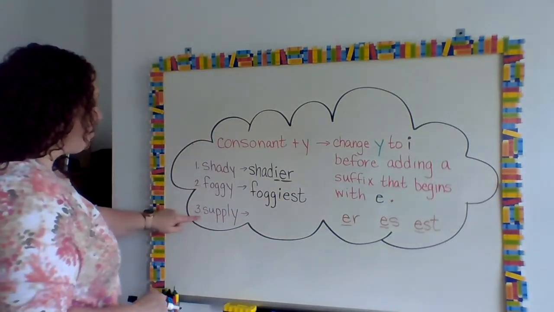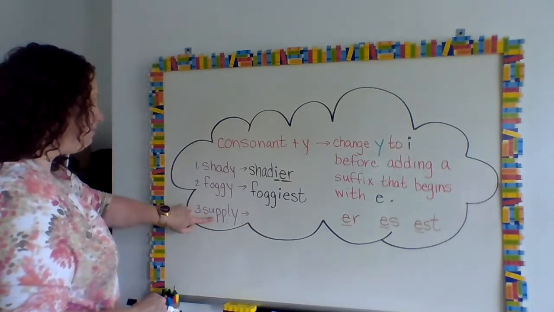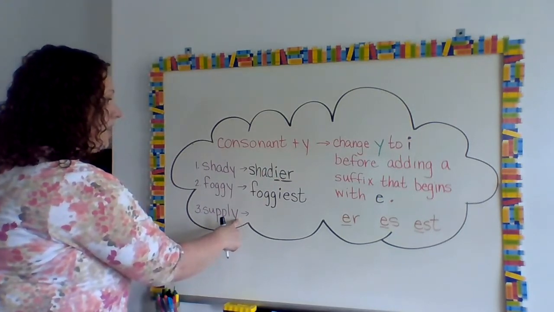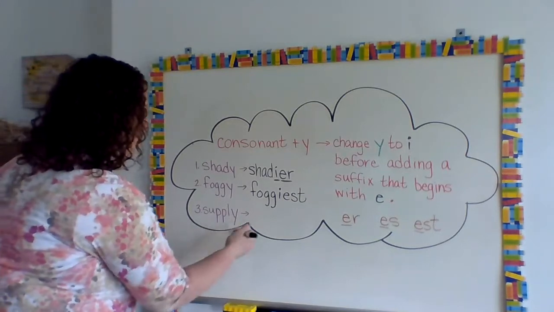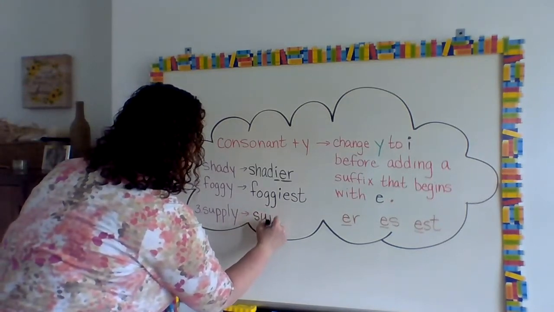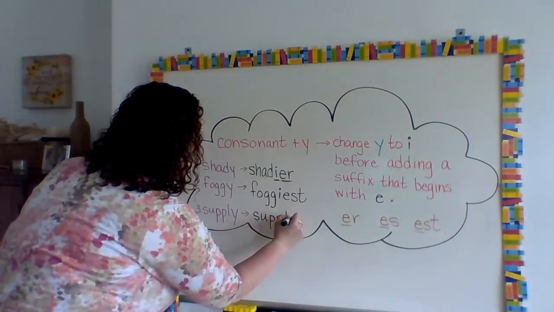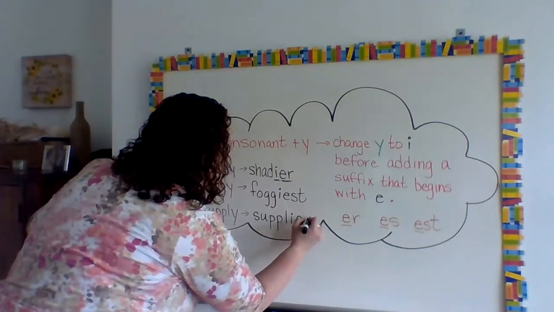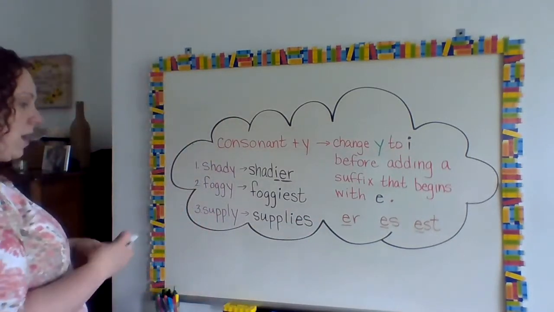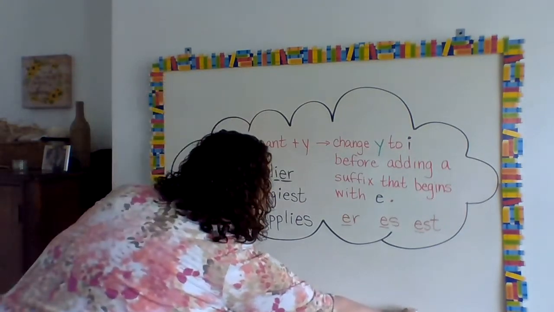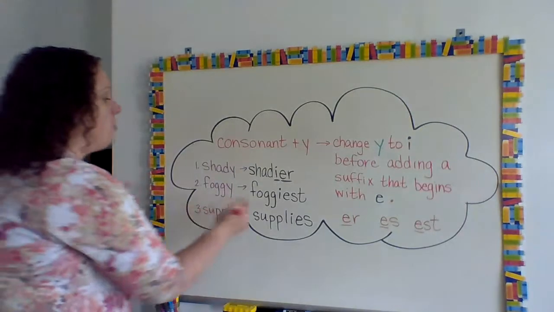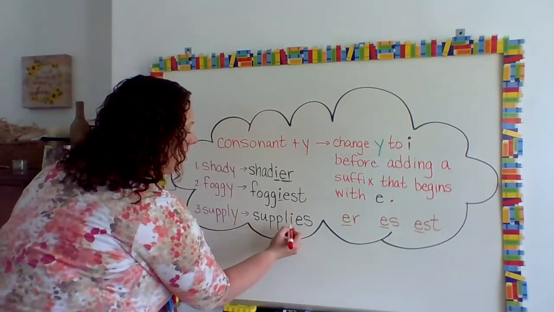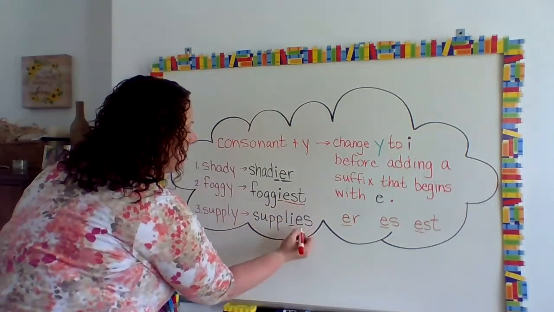Okay? Number 3, the word supply. So I see my L here as a consonant plus the Y, so I know I need to change my Y to what letter? An I. Very good. Supply. S-U-P-P-L-I. And then here we're adding the ES. I tried to choose one of every suffix so that we're practicing every one. So again, in these words, we're changing the Y to an I before we add this suffix.